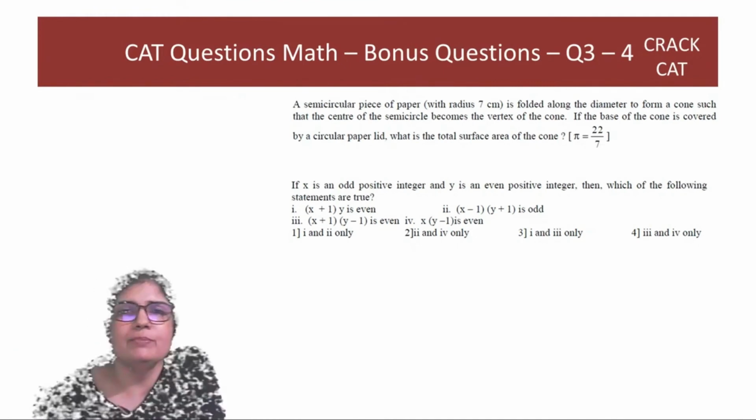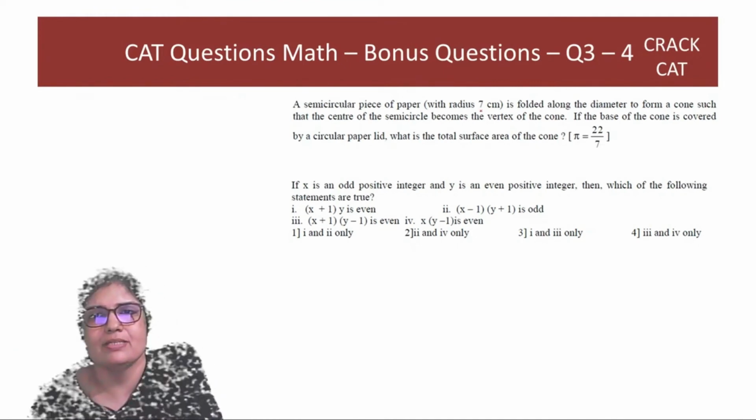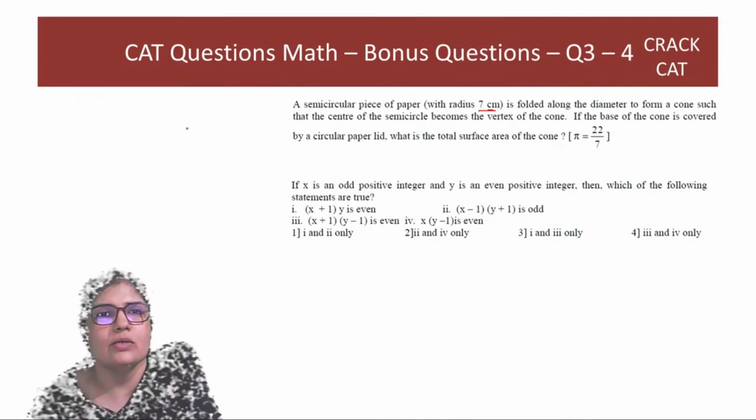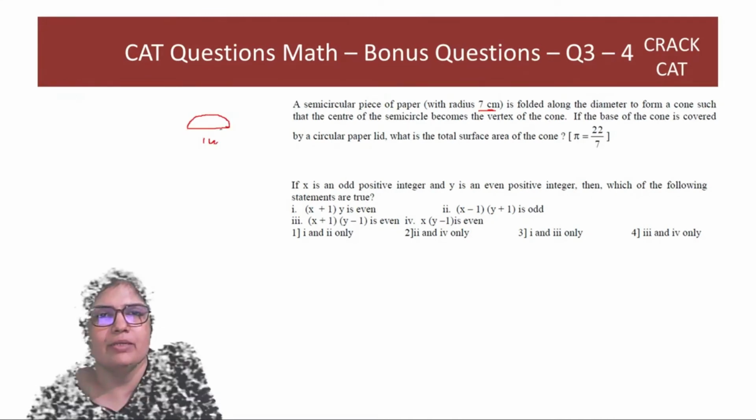a semicircular piece of paper with radius 7 centimeter. तो कैसा होगा? Radius 7 है, so this is 14. Diameter is 14 and this is 7 pi.